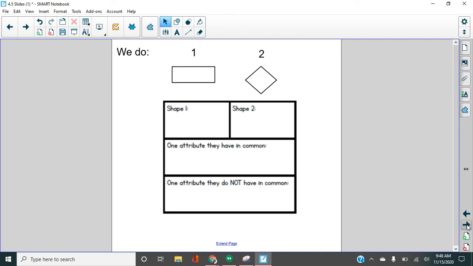All right, let's do one together here. We might do this in our live session too. What do we have here? It's not a square, but it looks like four sides are the same length. Let's handle this one first. What's the name of that shape? Rectangle.